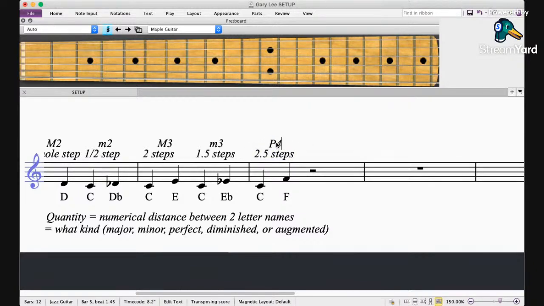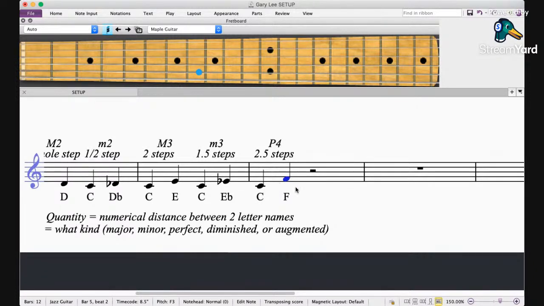And this is called a perfect fourth. So anytime you have two letter names that are a fourth apart, like C to F, and they're 2.5 steps apart, by definition, it is a perfect fourth. Now, with fourths, there's no major or minor fourths or anything like that.